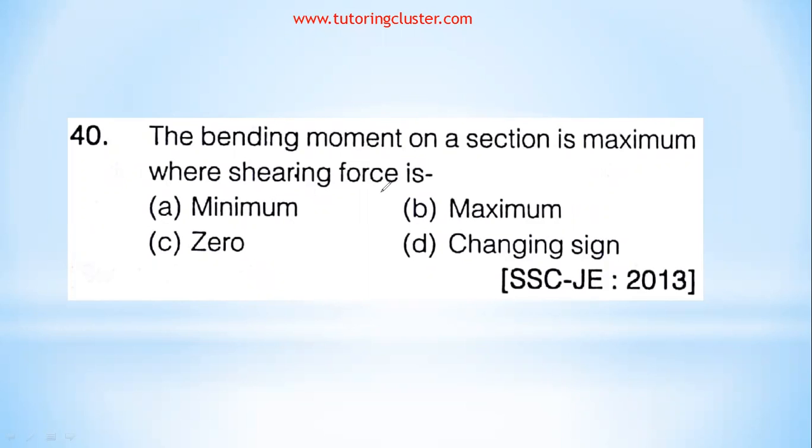What is the answer? Shear force is 0. This thing we have seen, that dM upon dx will be equal to 0. So dM by dx is equal to F, the shear force. Now when M will be maximum or minimum, at that time shear force will be 0. Okay, next.